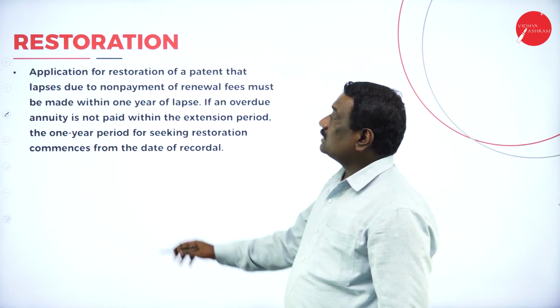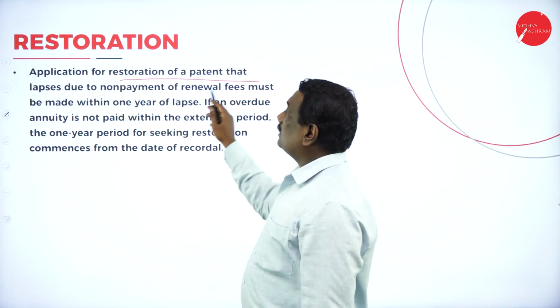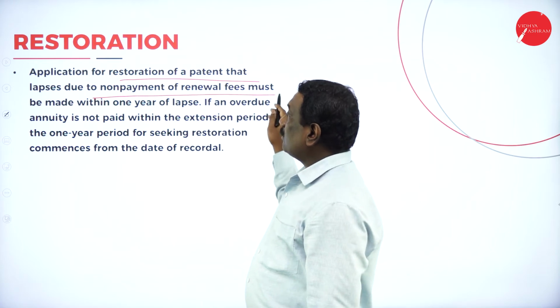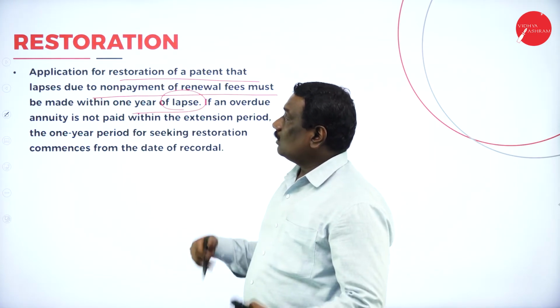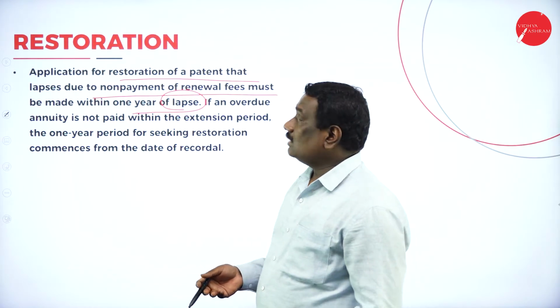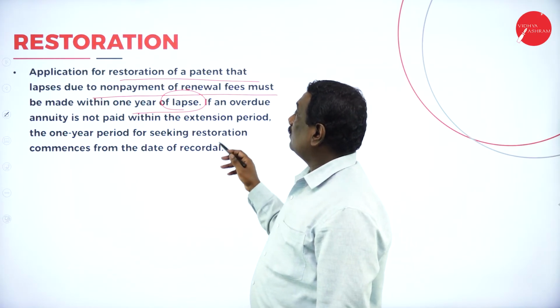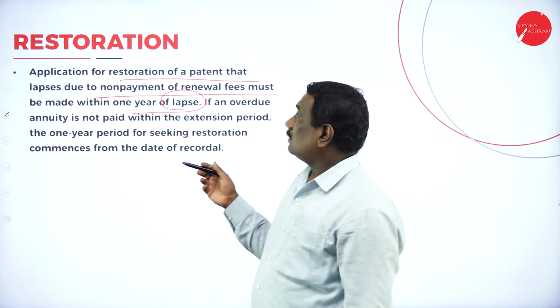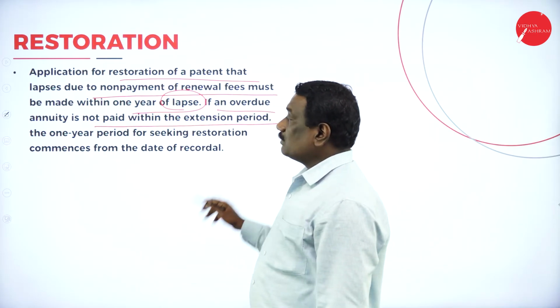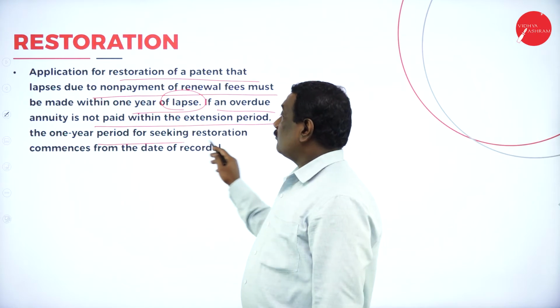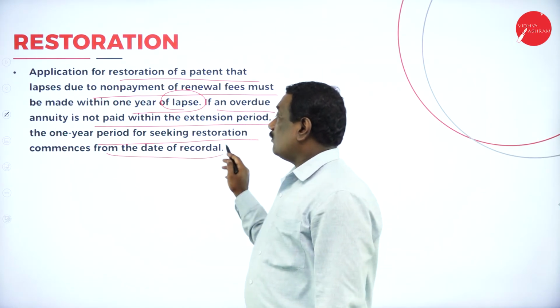And restoration, it says application for restoration of a patent that lapses due to the non-payment of renewal fees must be made within 1 year of lapse. So if your patent rights have lapsed, then within 1 year you need to make the renewal for the non-payment of fees on the lapsed period. If any overdue annuity is not paid within the extension period, then the 1 year period for seeking restoration commences from the date of recordal.